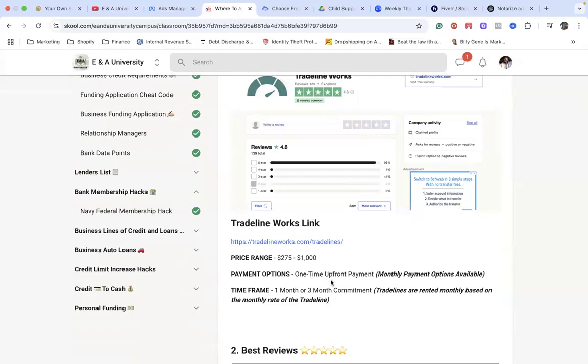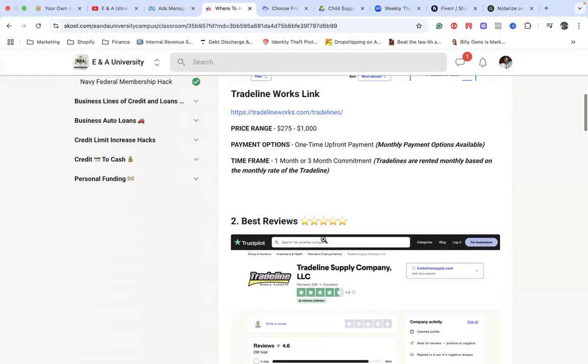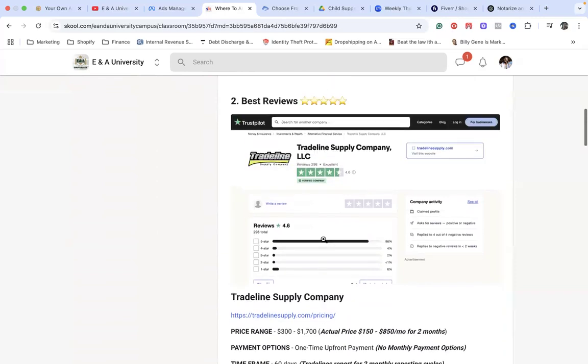Trade Line Works is really good. They're really reliable. I personally use them. I actually recently used them. And Trade Line Supply is also good. So you can actually, at the end, say you're one month away from applying for funding, just buy one of these trade lines and throw it on there with age.